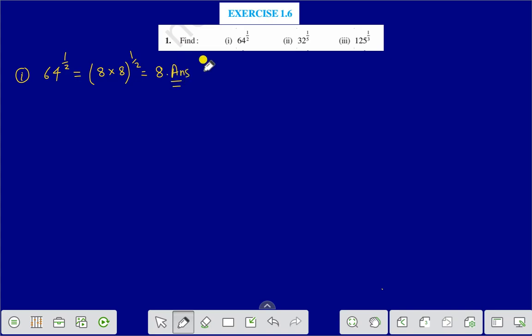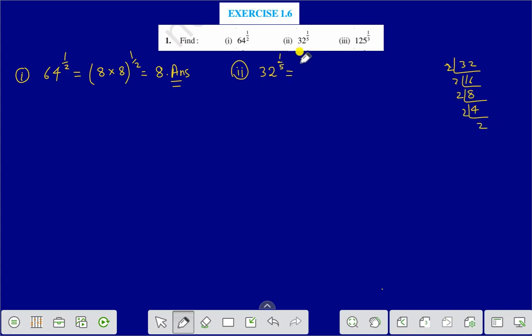Now we solve question number 2. Question number 2 is 32 to the power 1 by 5. Or 32 can be written as 2. We divide it by 2. 2 16s are 32. Or 2 8s are 16. Or 2 4s are 8. And 2 2s are 4.